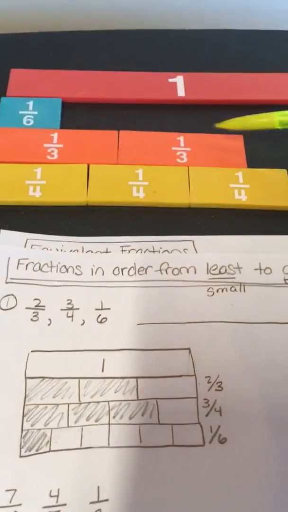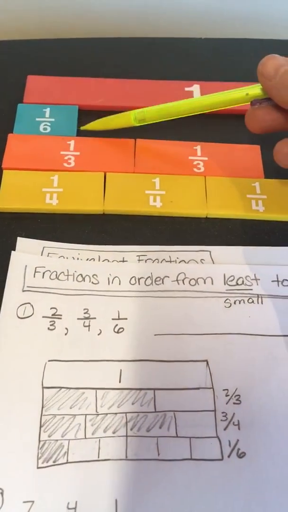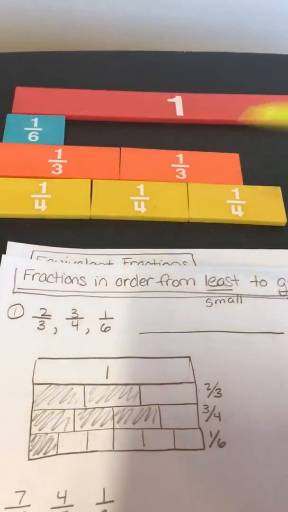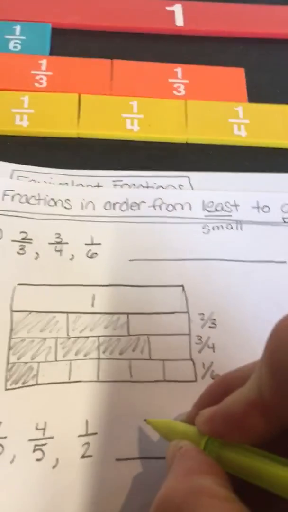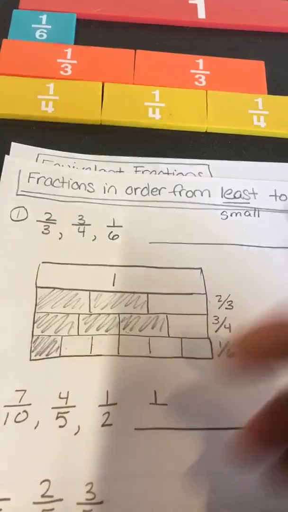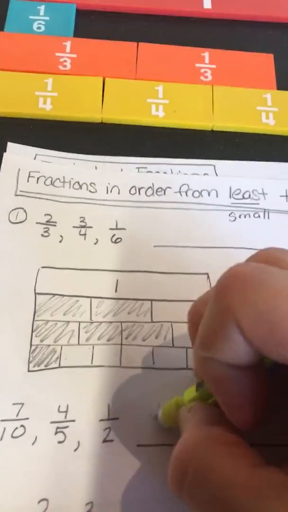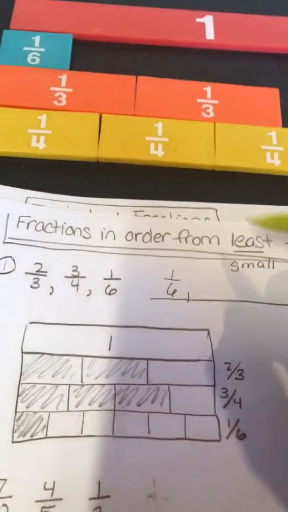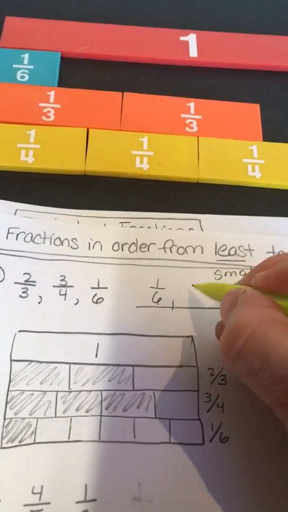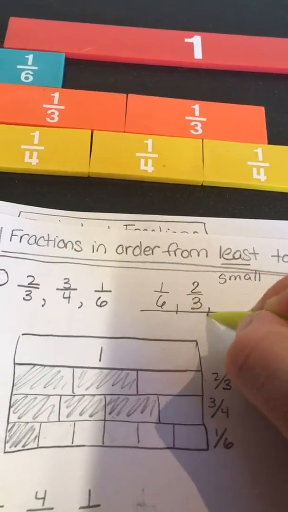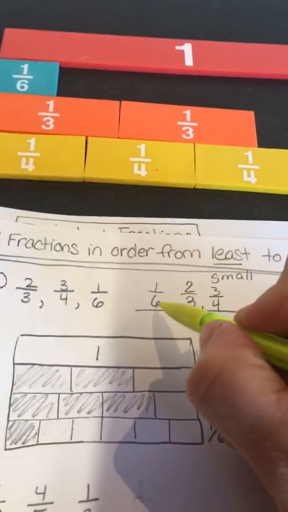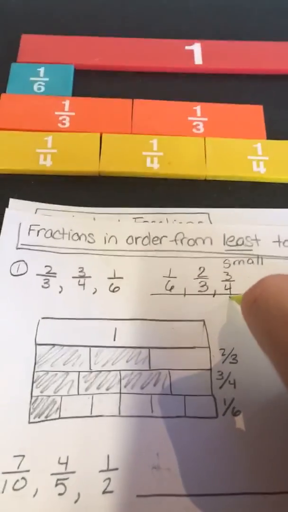So actually I have them kind of in reverse order here. The right order is smallest, in between, and biggest. So that is 1/6, and then I have 2/3, and then I have 3/4. So now I put them in order from the smallest to the biggest.